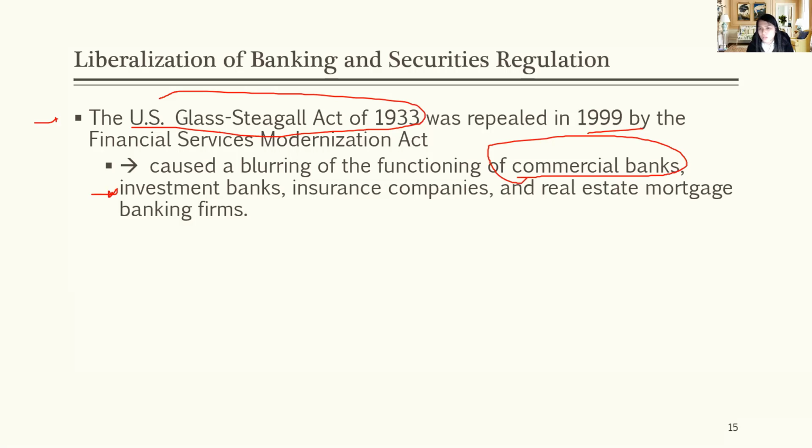So what happened was the commercial banks were not too happy, and so they've been lobbying for the rules to be removed, right? So in 1999, they successfully lobbied for the repeal of this Glass-Steagall Act, and the result was that they were allowed to be involved in different other banking activities, okay? So it causes a blurring of the functioning of different banks. And this is where it's going to be harder for the regulators to monitor the banks, okay?